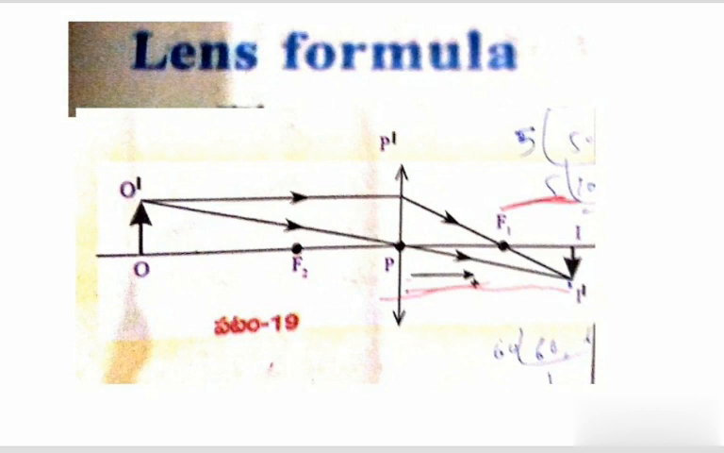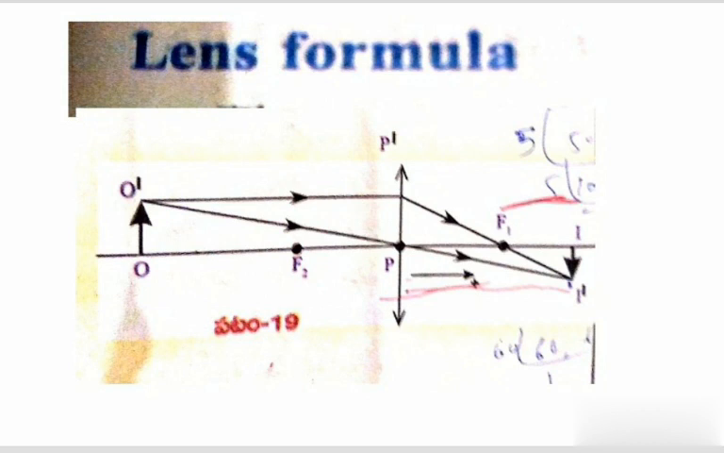Let us find out. So what is our topic name? Lens formula. This lens formula shows the relationship between U, V and F. U is nothing but object distance, V is nothing but image distance, F is focal length. So first, how can we derive the lens formula?